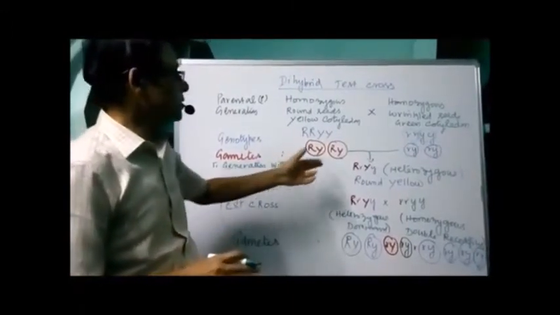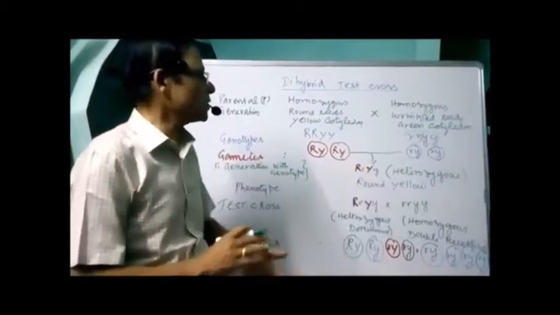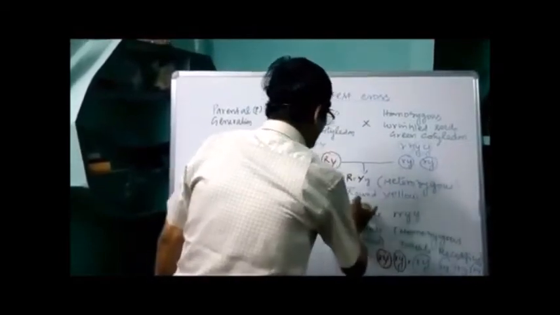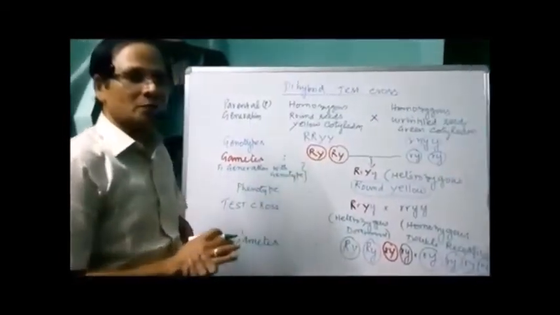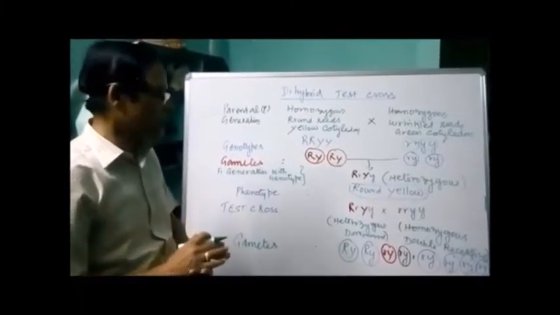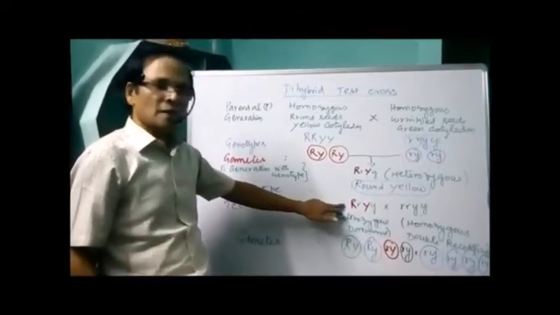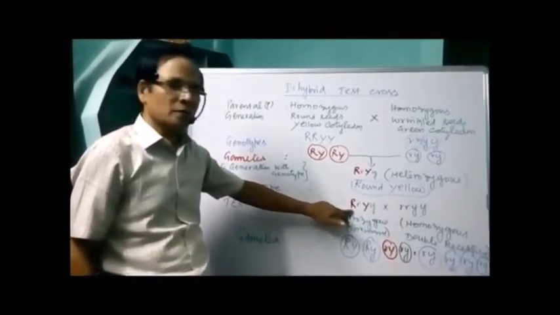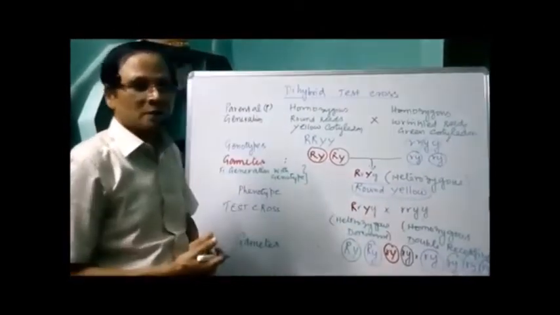Now the union of these two gametes results in the F1 generation of heterozygous individuals. Phenotypically this is round yellow. But we do not know the genotype of that organism. To find out the genotype of the organism, we do the test cross. Here, an individual of unknown genotype, possibly the F1 hybrid, is crossed with a double recessive homozygous pair.